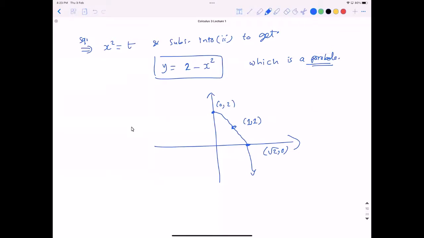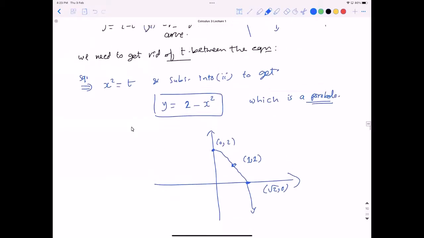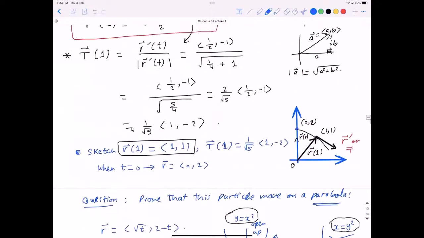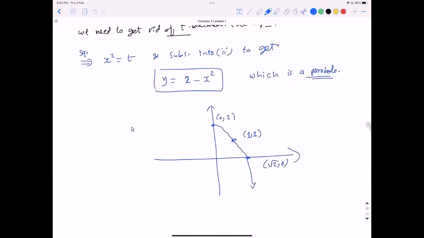There is another branch of this parabola to the left, but we are not interested in it because this represents a motion when this point is at t equals 0. This is the beginning, the initial point. And you may be asked as well to show the direction of motion. The direction of motion is in this direction. How do you know? This is t equals 0, so we begin from here and go this way.